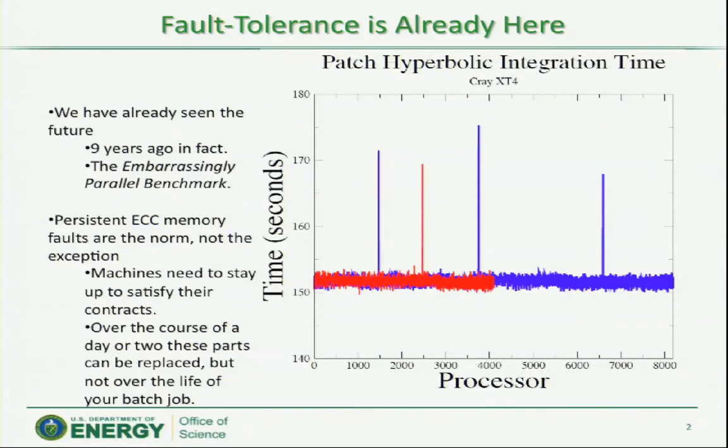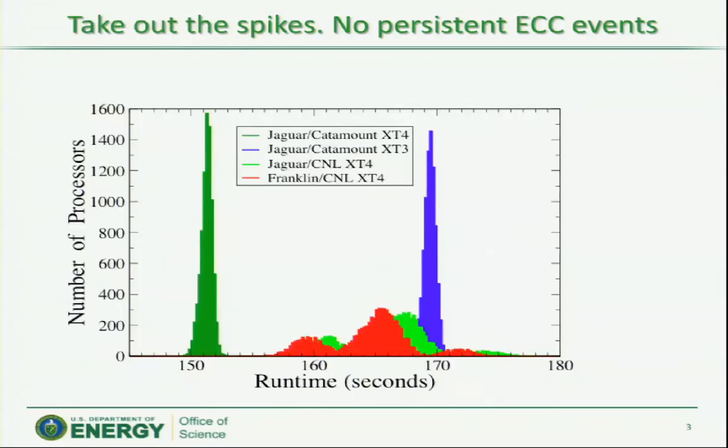So, okay, maybe we don't have all these spikes. We take the spikes out. What does the data look like? Now this is a histogram where the height is how many processors took that long. You can see for various versions of the chip architecture and various versions of the operating system, this is back when we had Catamount, that we're still getting a spread, and the spread is still fairly large. And all of these processors have to wait for the last one to arrive at the end. So there's still maybe a significant percentage of time spent waiting for the last straggler.